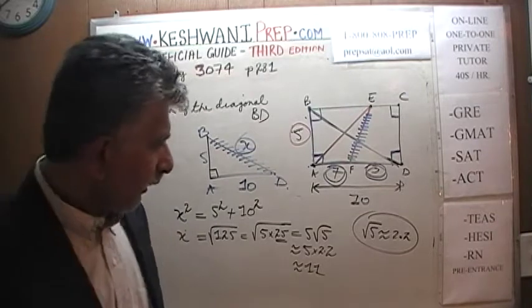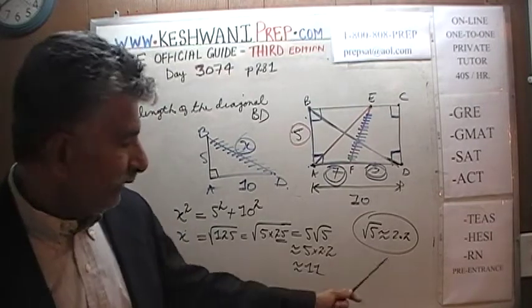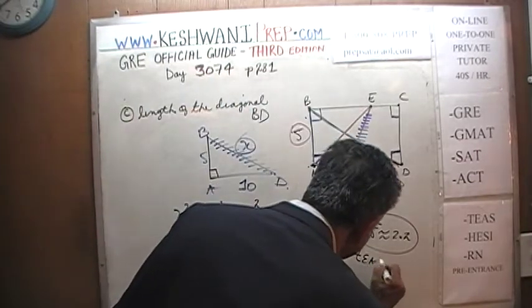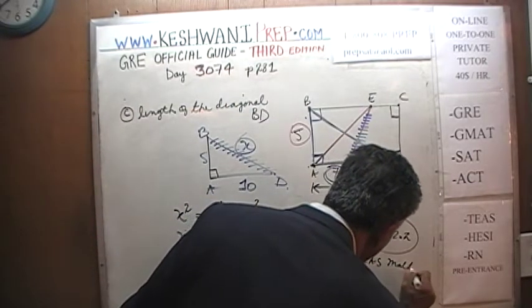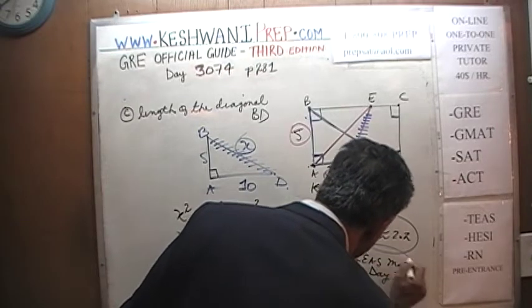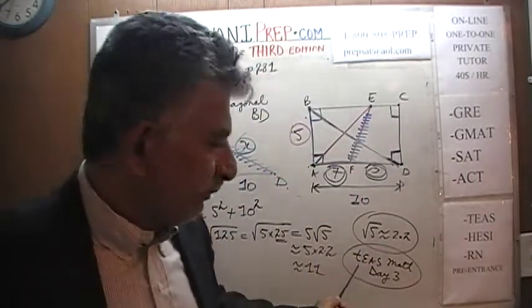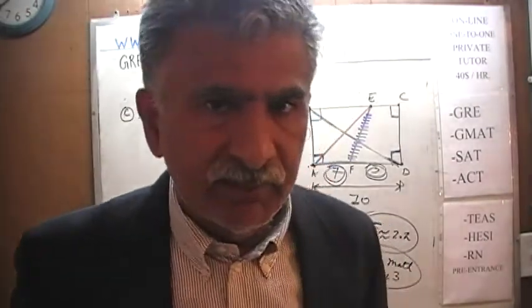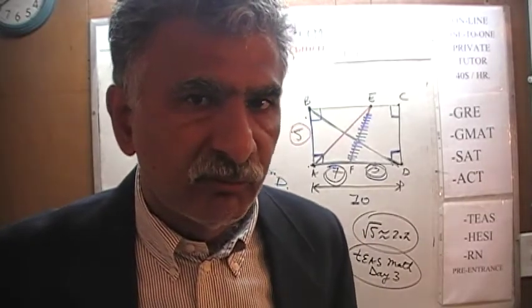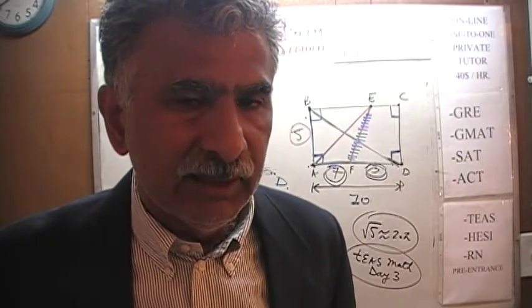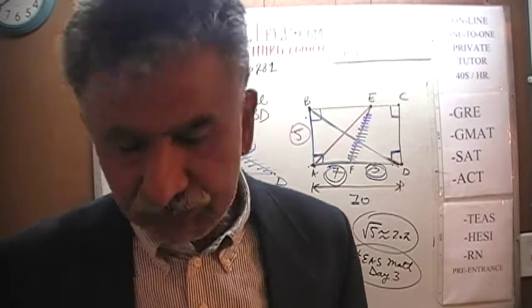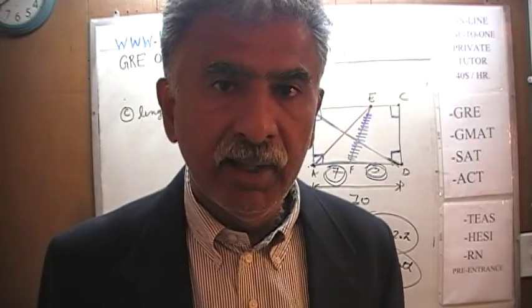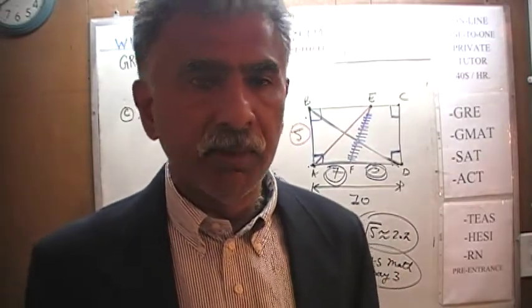That's all. How do we know the square root of 5 is 2.2? We talked about it many times, and if you still don't know it, watch this video that I'm going to put on the blackboard. TEAS math day 3. Don't worry about what it is, just search for TEAS math day 3. TEAS is a type of exam that I also tutor, which stands for Test of Essential Academic Skills. Just type in TEAS math day 3, just like you would search for your GRE math videos. You will type in GRE math day 3 and it will pop right up.